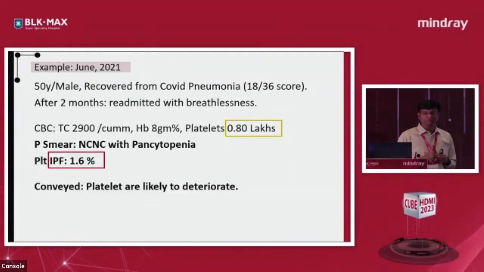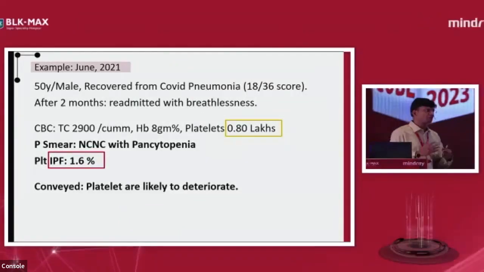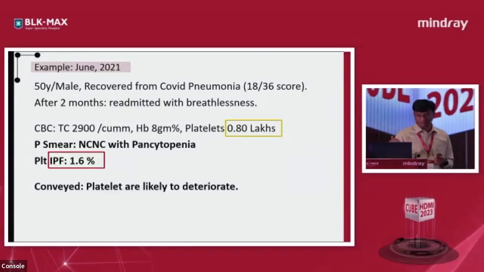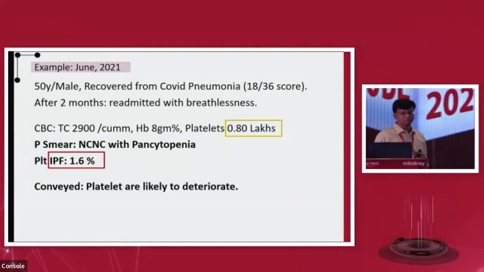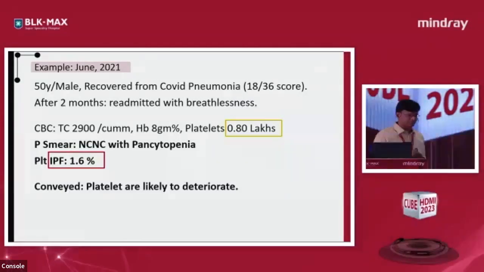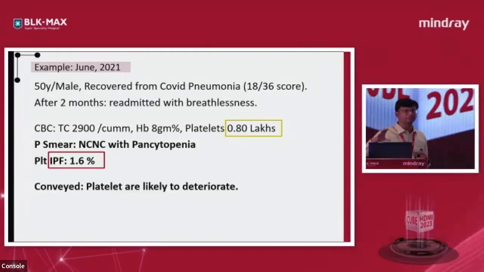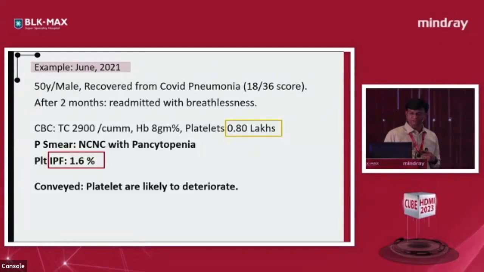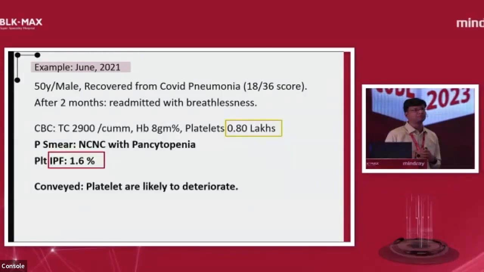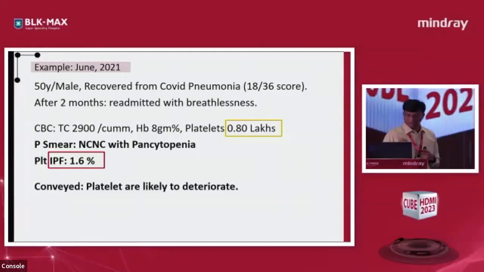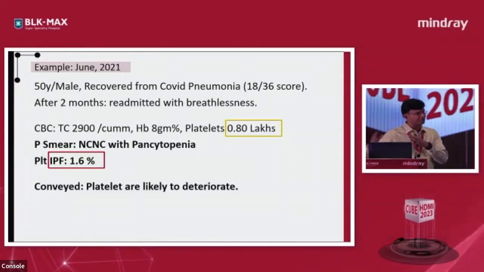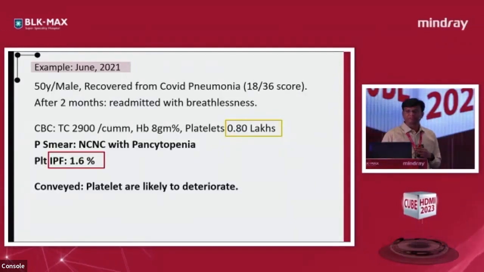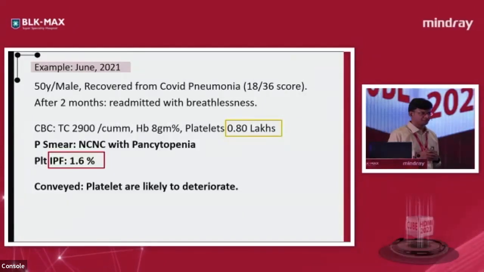One example in June 2021, during the COVID outbreak: a 50-year-old male patient had recovered from COVID pneumonia with a CT score of 18, and after 2 months he was readmitted with breathlessness. During COVID, many were thinking about COVID. The CBC showed a count of 2,900, Hb around 8, and platelets around 80,000. Then we received a peripheral smear, and we ran it with CBC and retic. It showed NC with pancytopenia, and IPF was around 1.6.